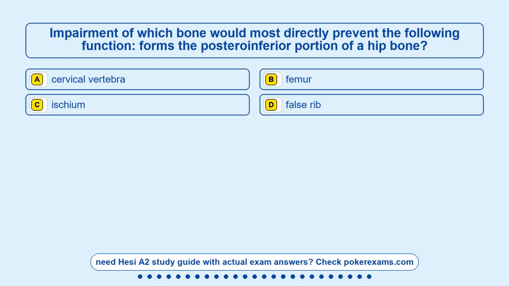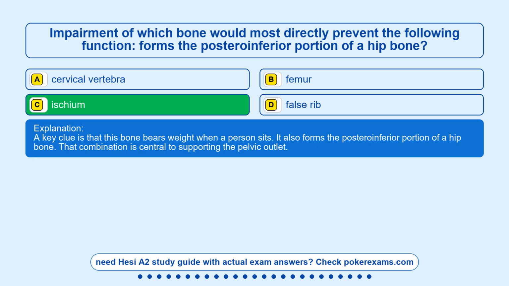Question 25. Impairment of which bone would most directly prevent the following function? Forms the postero-inferior portion of a hip bone? Option A, cervical vertebra. Option B, femur. Option C, ischium. Option D, false rib. The correct answer is option C, ischium.